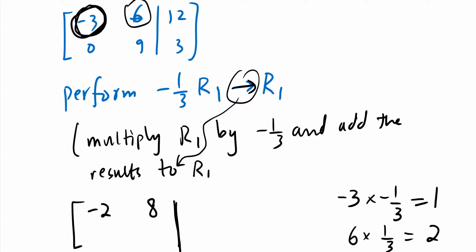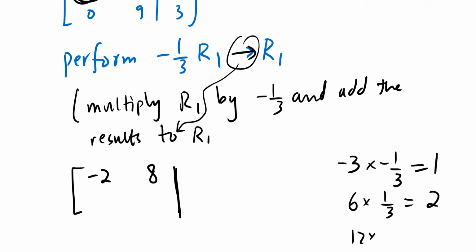Then take the next entry, 12. 12 times 1/3, that's a 4. Add 4 to 12, that's 16. Then the second row stays the same.